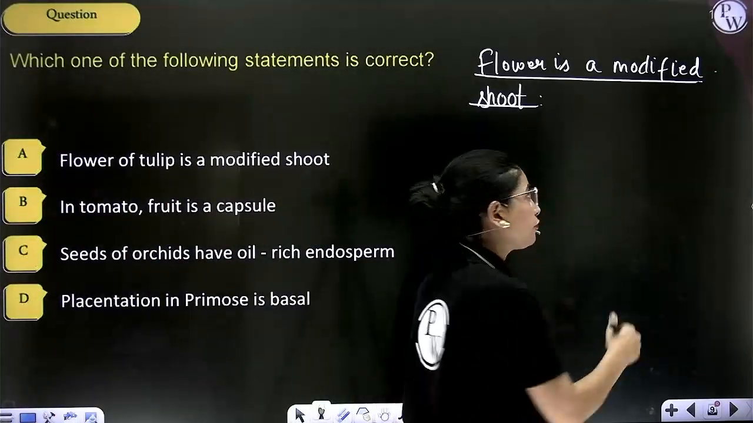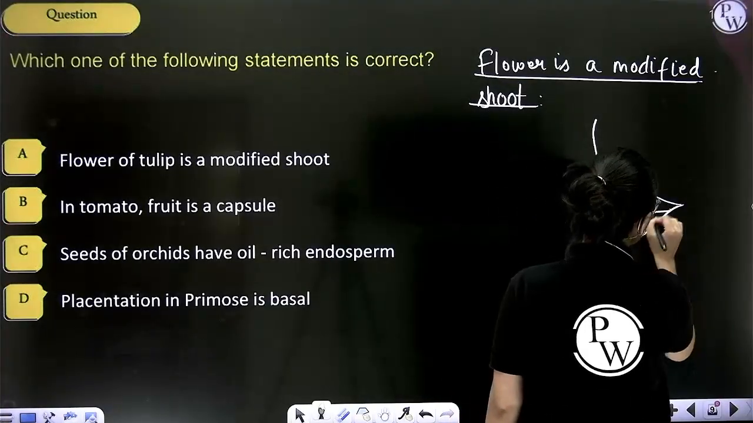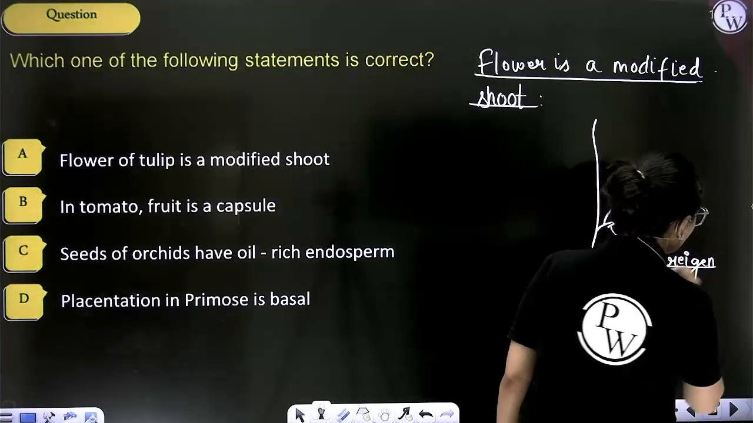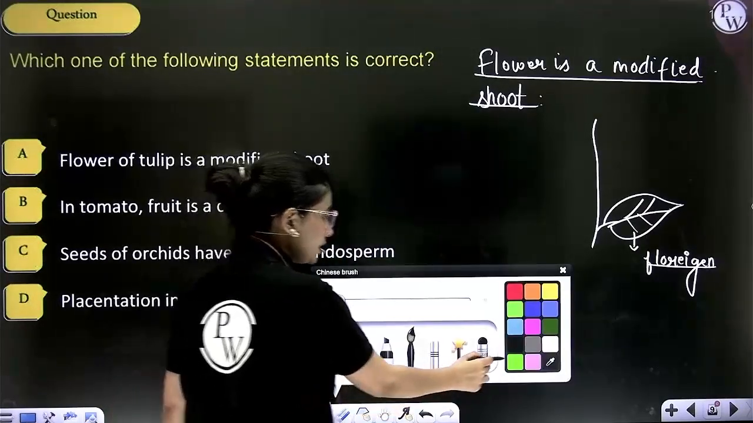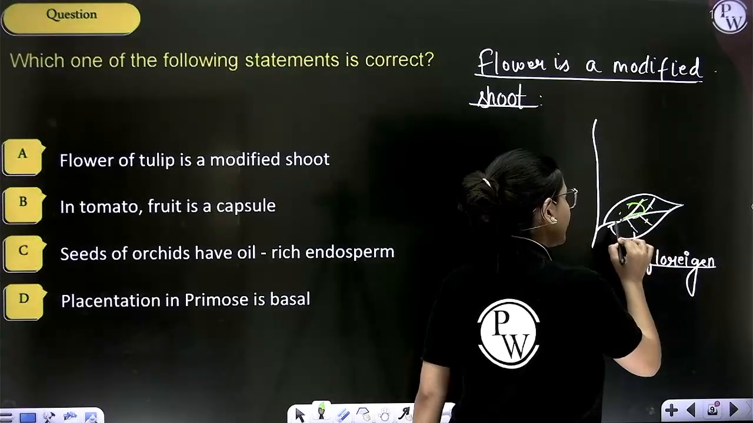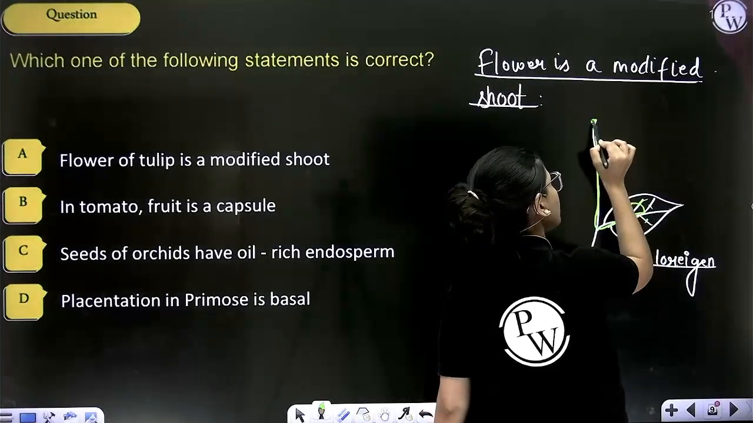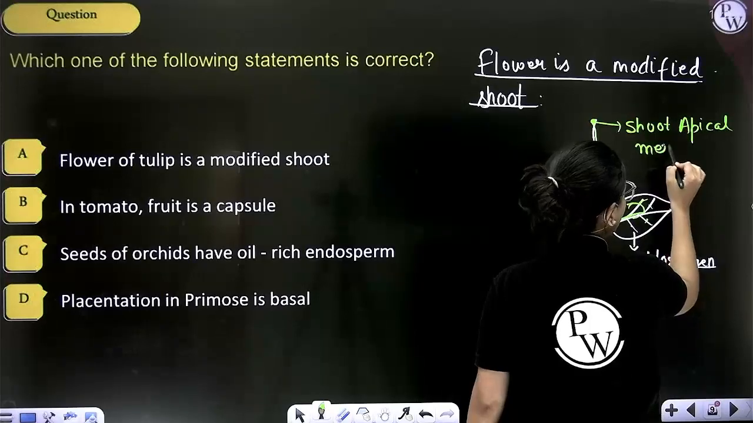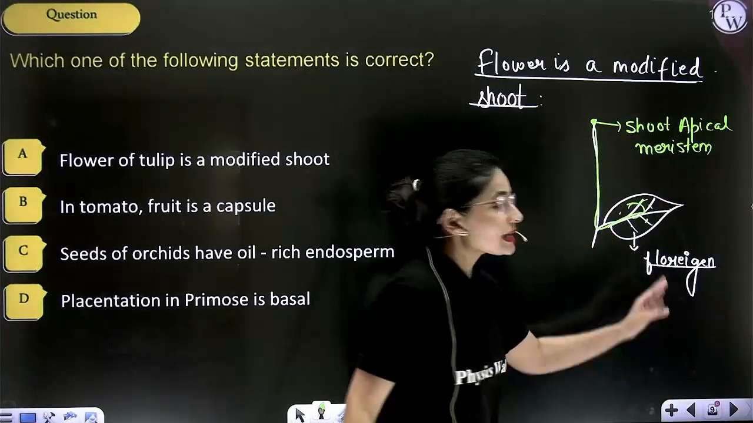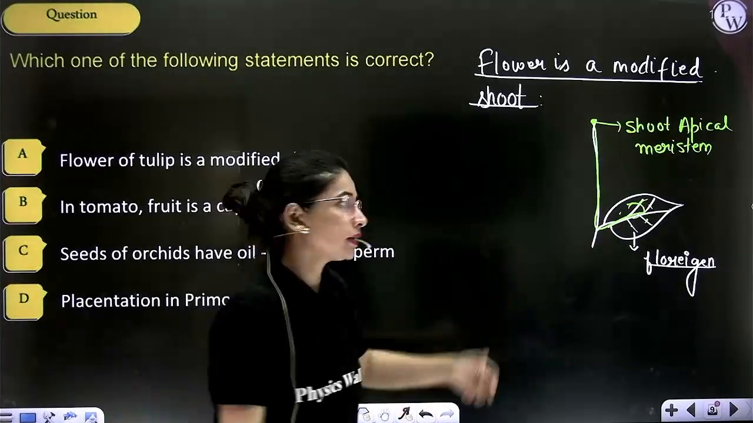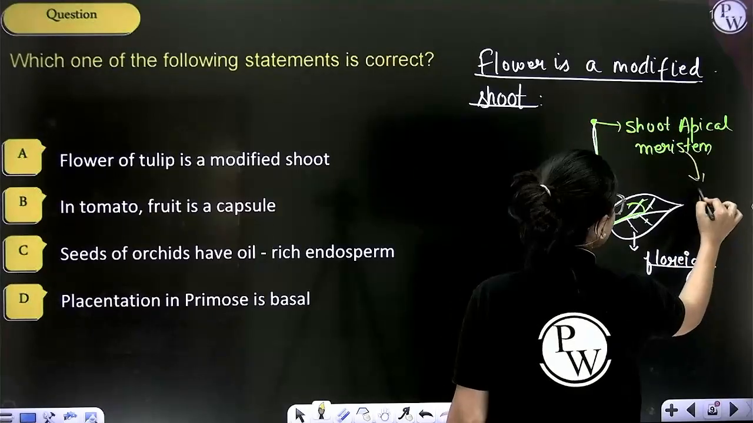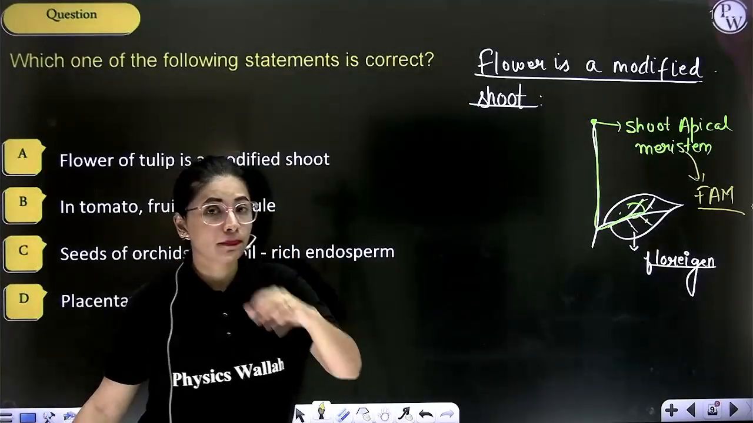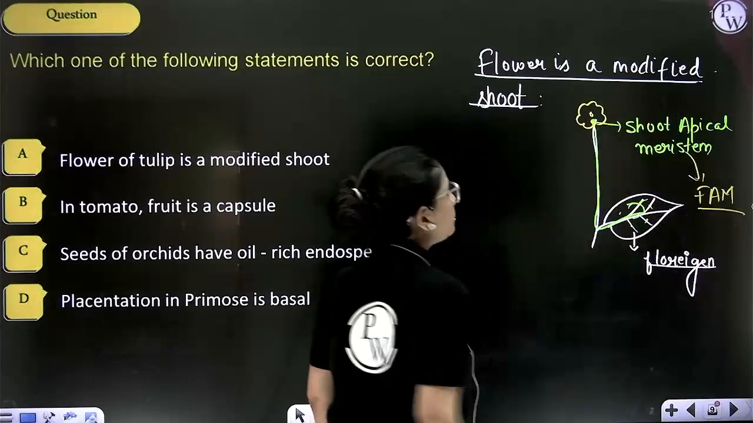Okay, if you know the concept, beta, the leaves synthesize a hormone called florigen, right? Now this hormone florigen travels from the leaf and reaches the tip. This tip is right now the shoot apical meristem, but as it receives florigen, this shoot apical meristem transforms into floral apical meristem, and instead of a leaf or a branch, now from here a flower will be born.